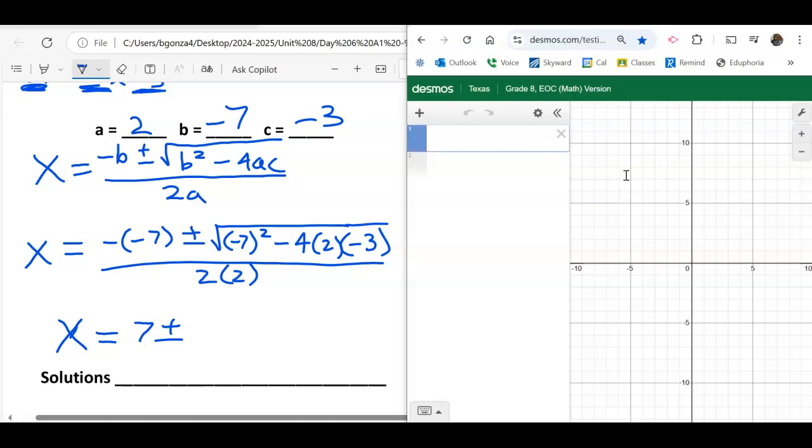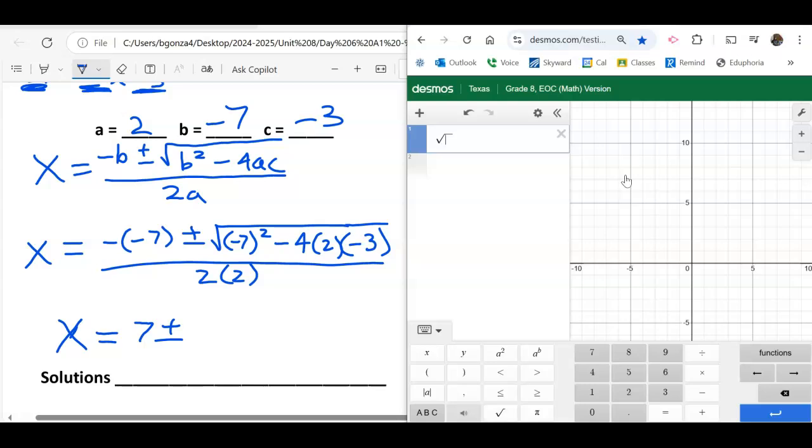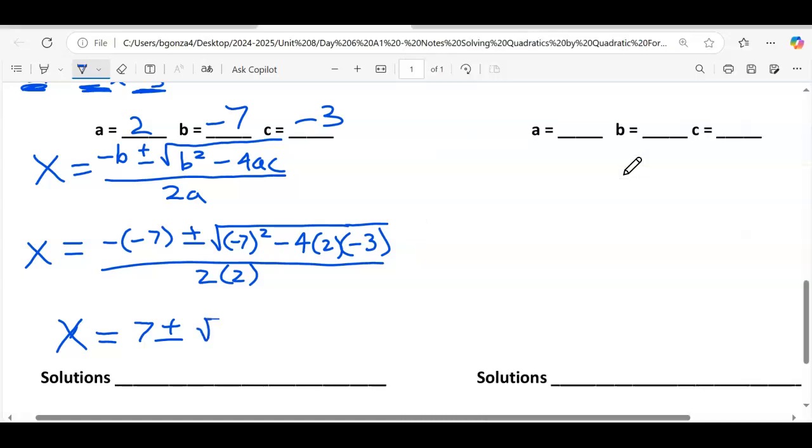So here's the deal. If I do the square root of everything under that square root sign, do you see how I get like a decimal here? So I really just want to know it without the square root. So everything under that square root gives me 73. So I'm going to put square root of 73. Again, use the calculator to help you simplify it.